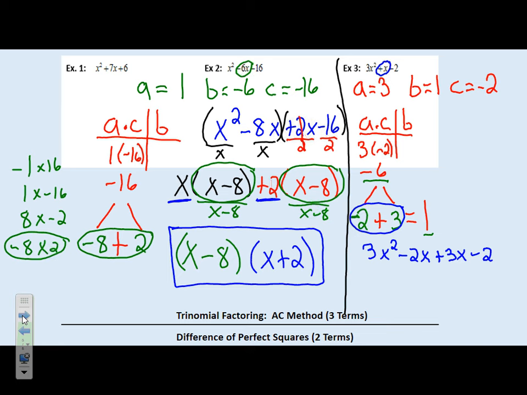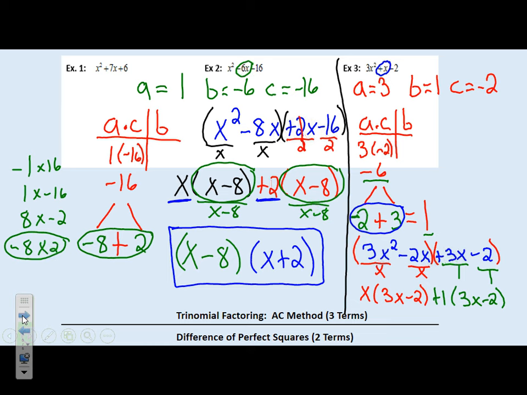Right, we're going to group these. My first one, the largest thing I can take out is an x. So I have an x out in front, and I'm left with 3x minus 2. And my second one, the largest thing I can take out is a 1. So I have a plus 1, and I'm left with 3x minus 2.